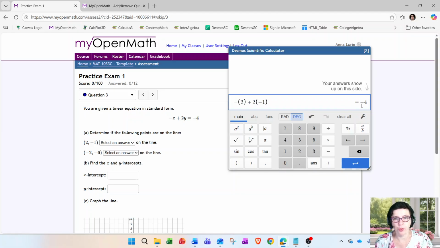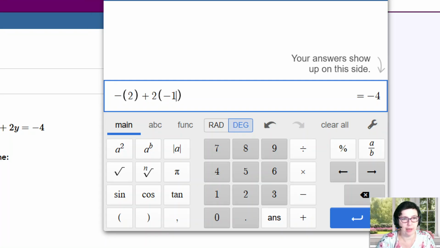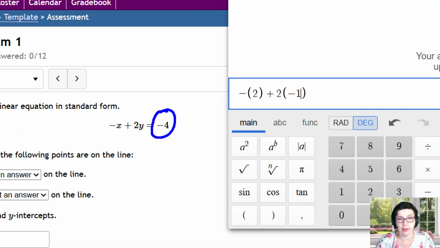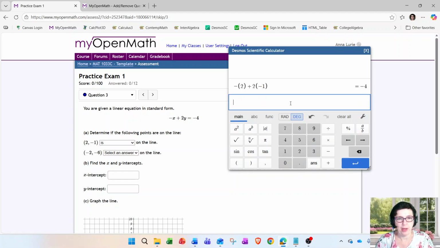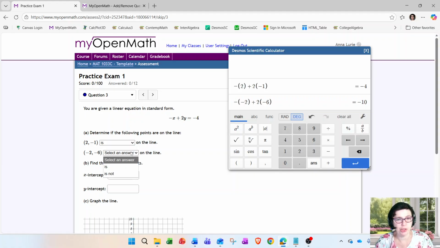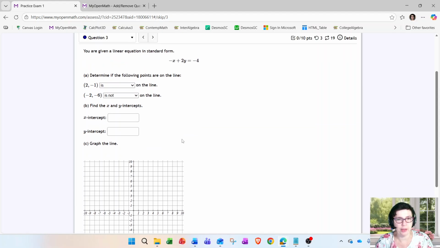Okay, I got -4. Does that match my right-hand side? Okay, this is my right-hand side. Yes, it does. So that means this point is going to be on the line. Now let's try -2, -6. So again, I'm going to start with my equation, and I'm going to replace x and y with parentheses. Then I'm going to put the x value in the first set of parentheses and the y value in the second set of parentheses. And I got -10, which does not match the right-hand side, so that point will not be on the line. Okay, so next is the x and y intercepts.